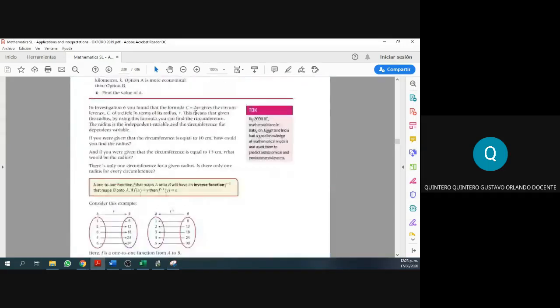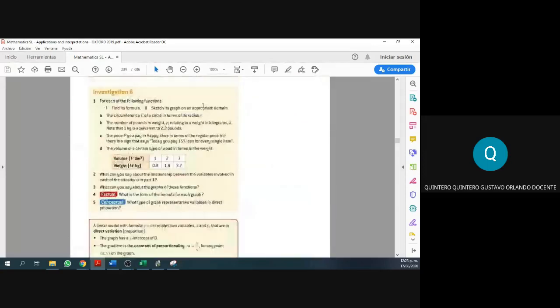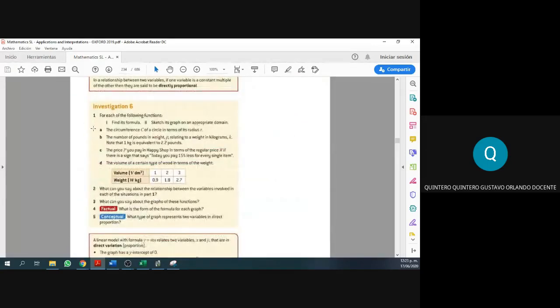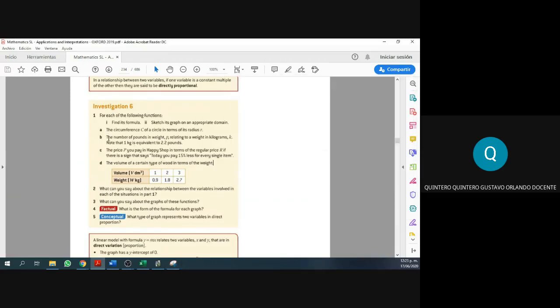So let's go back to the exploration so that we can see the functions. These are the functions B, C, and D. Let's try to explain why each function has an inverse. Let's try to explain why B has an inverse. Why? All right, let's read it.